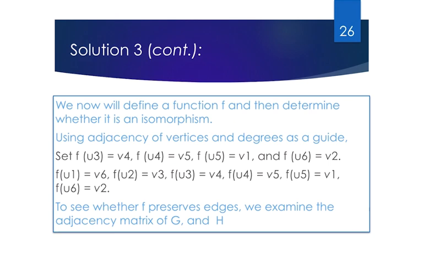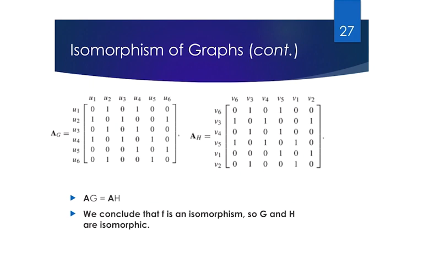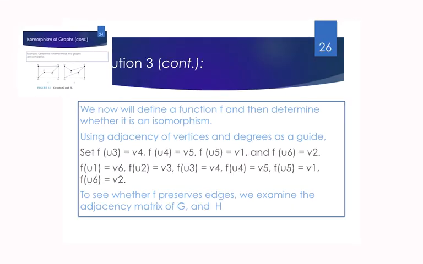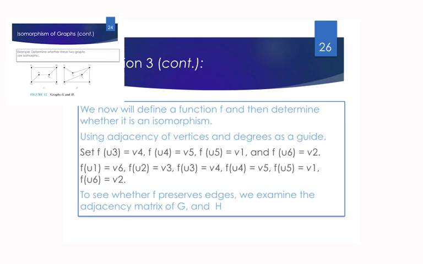Because the degree of u1 equals 2 and because u1 is not adjacent to any other vertex of degree 2, the image of u1 must be either v4 or v6. These are the only vertices of degree 2 in H not adjacent to a vertex of degree 2. We set f of u1 to be v6. If we found that these choices do not lead us to an isomorphism, we would then try f of u1 equal to v4.